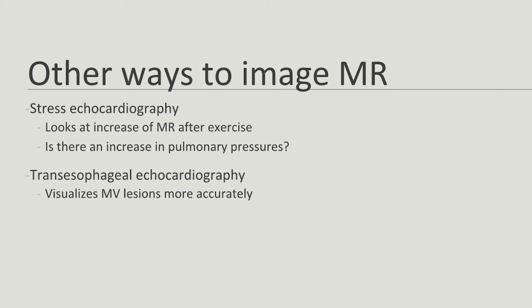Transesophageal echo is very useful when transthoracic imaging can be very technically difficult and we can't get a good look at the mitral valve. Because the esophagus sits right behind the left atrium, we get a clear view of the valve and can better define the mechanism of MR. This can be very useful for patients that are getting evaluated for surgery so that the surgeon knows what he or she is getting into.